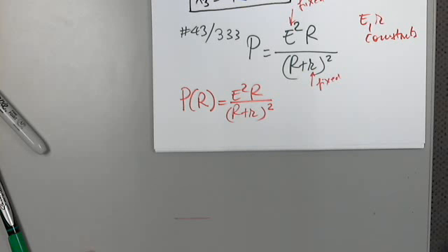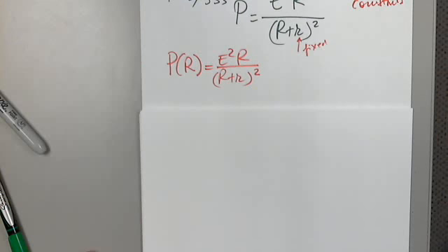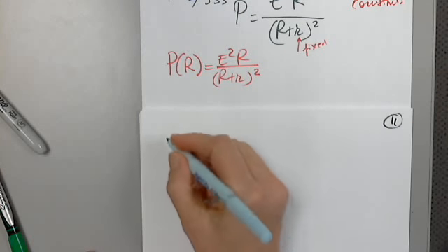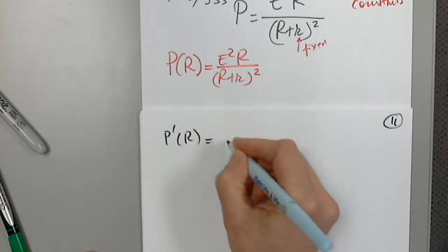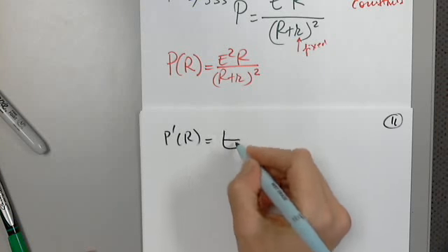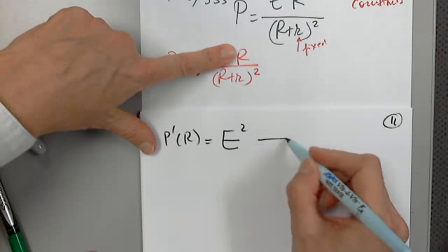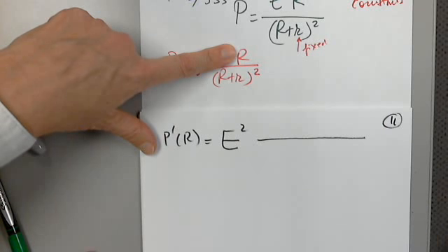P prime of R. Exactly. That's exactly what we need to do. P prime of R. Please remember, constants, if they are factors, have to stay outside. Do not mess with them. So this is a constant and is a factor. Do not worry about it. Leave it outside.